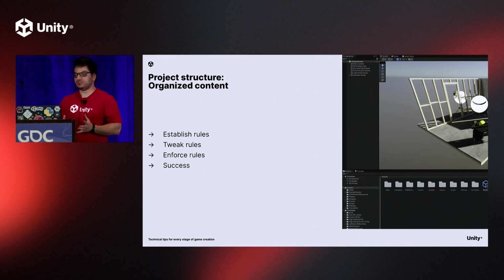So how about once you're in production? What should you do? Well, you should establish some rules on how content is organized in your project. How do you structure your code? Where do you structure it? How do you structure your art and your content? For example, do you have a materials folder and a texture folder for every single prop you have? Or do you have a single folder where you have all your materials and textures? Or do you have a single shared folder for all your props?